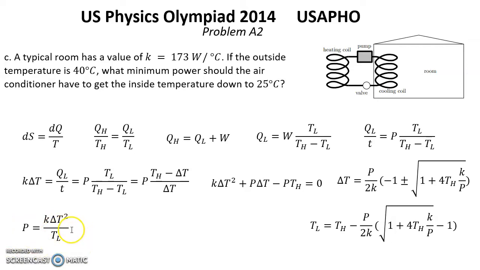Now let's put in numbers. So in our case delta T equals 15 degrees and the lowest temperature equals 25 degrees plus 273 to convert Celsius to Kelvins. And the result will be 130 watts. That's the answer for question C.